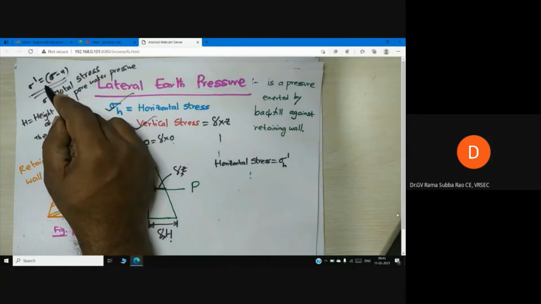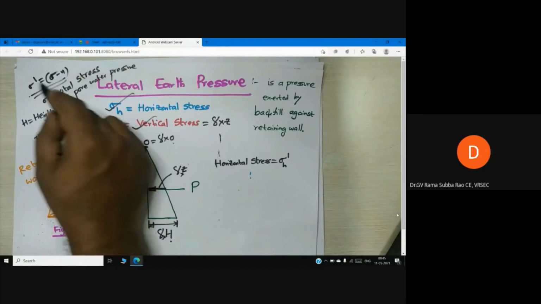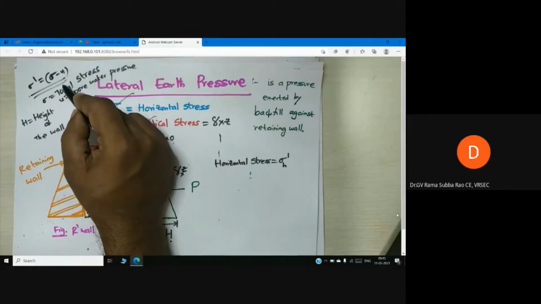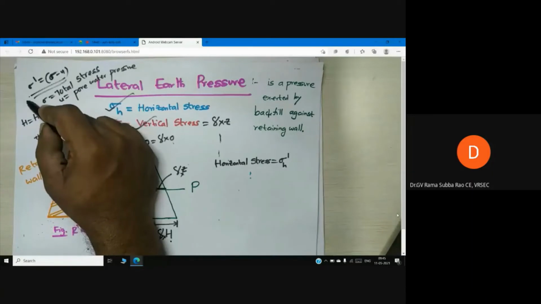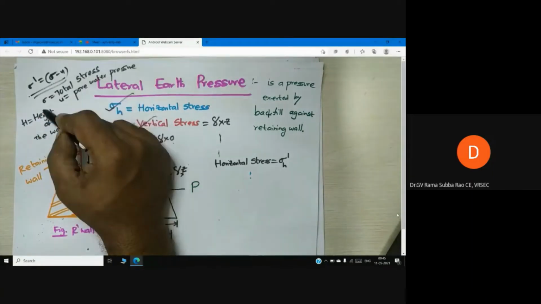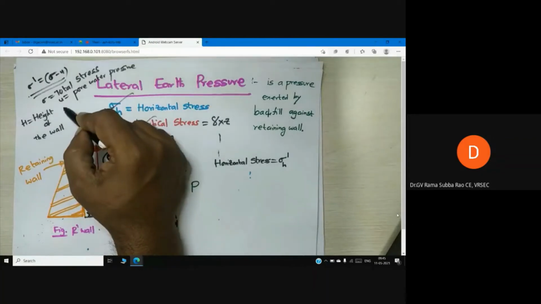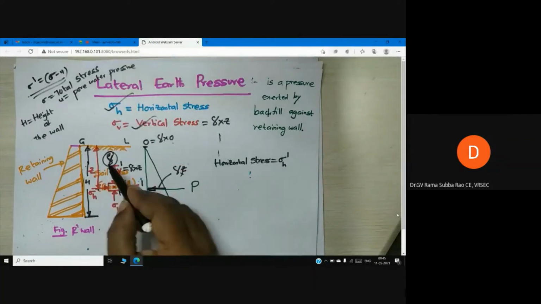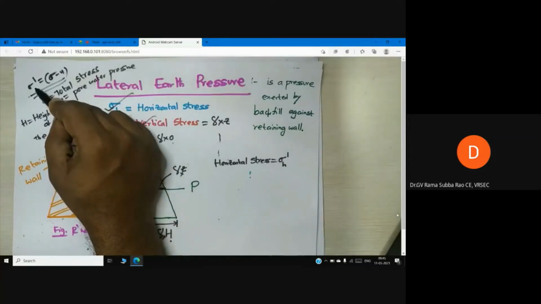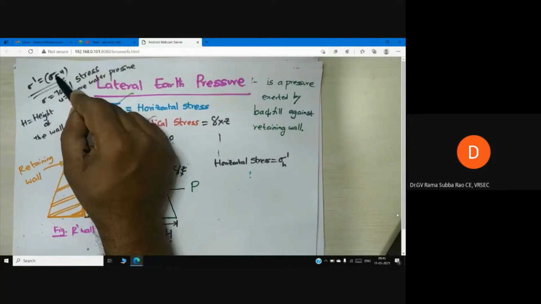Please all of you understand that sigma dash is the more sophisticated term. We need to use it in place of sigma. Sigma has limited understanding. Sigma dash is the original stress acting on soil. Sigma dash means sigma minus u. Sigma is total stress, and u is the pore water pressure whenever a water table is there. For example, if a water table is there, then we need to calculate sigma dash, not just sigma.